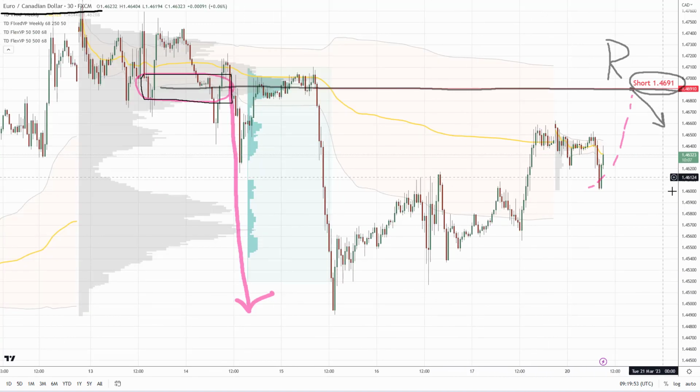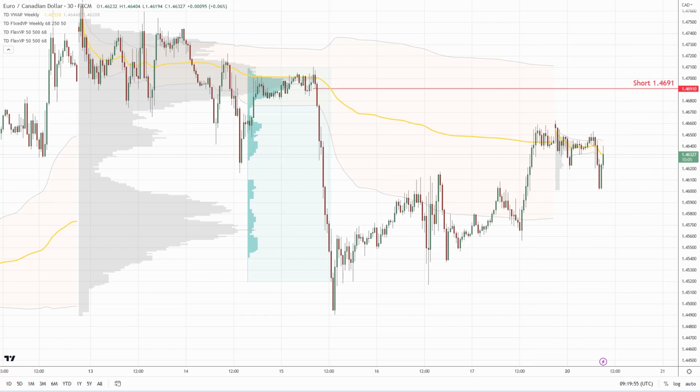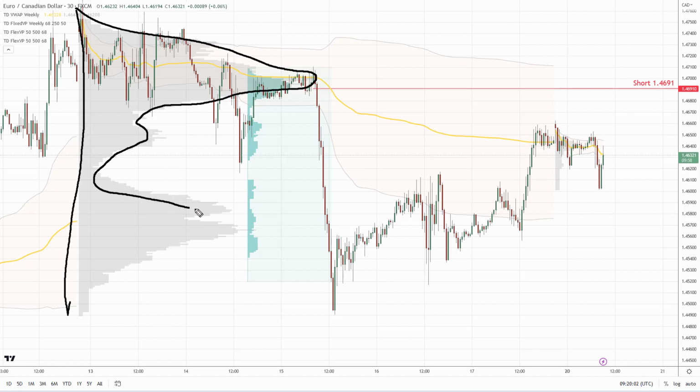Now, if I scroll back a bit, and if we look at the volume distribution in the previous week, this is what the gray volume profile is showing us, then you can see that the heaviest volumes in the previous week were traded here.